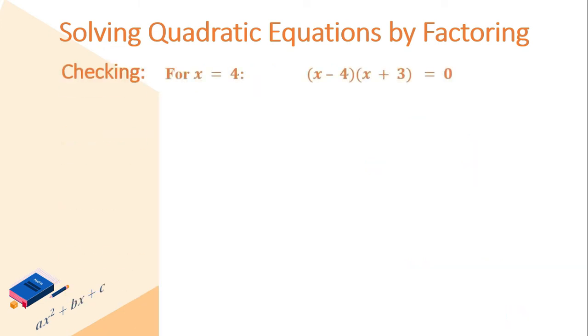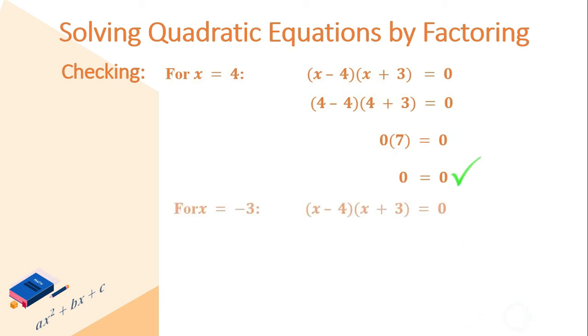Let's check whether our answer is correct. Let's take the value x equals 4. When x is equal to 4, if we substitute it in our factors, we have 4 minus 4 times the quantity 4 plus 3. It gives us 4 minus 4 is 0 and 4 plus 3 gives us 7. So 0 times 7 is equal to 0, and that makes our equation equal.